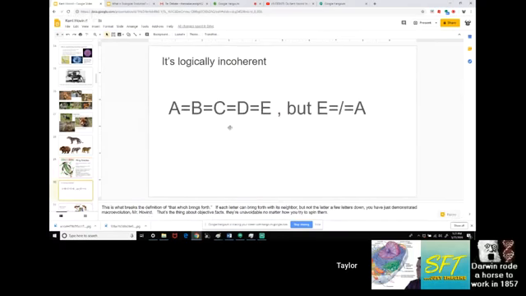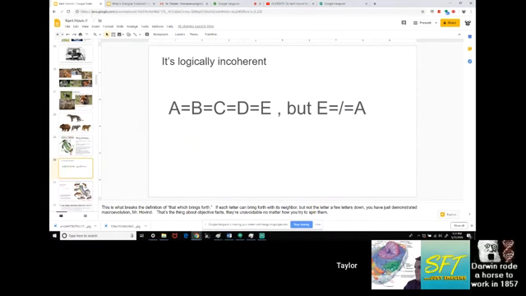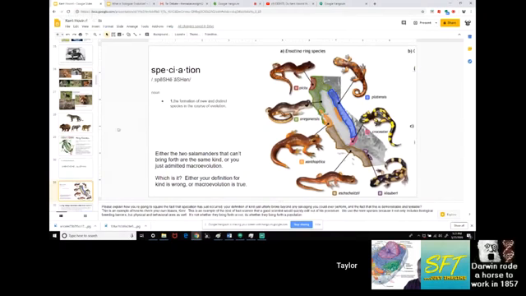So that's like saying A equals B equals C, but C does not equal A. That is mathematically, logically incoherent. And yes, this has been proven. We see speciation.